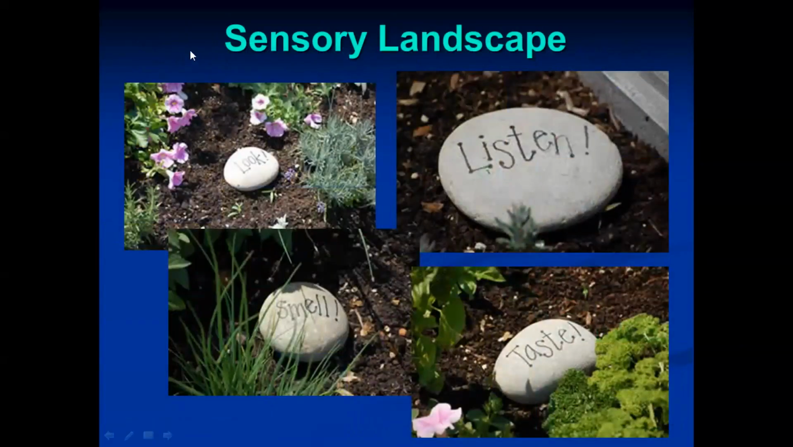There are even landscapes that can give your senses a new perspective. There are, of course, plants that are aromatic. There are plants that make noise. They have seed pods that will snap when they open. Of course, they're pretty to look at, and especially in the case of vegetable gardens, they're great to taste, but there are a lot of edible landscape plants. So these will stimulate your senses.